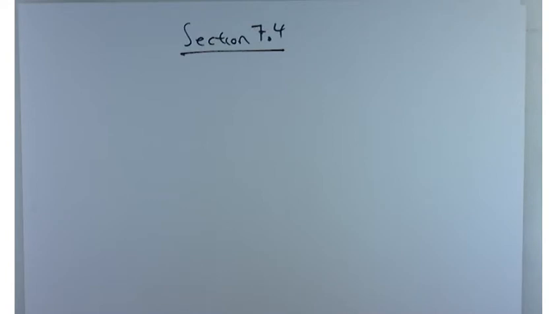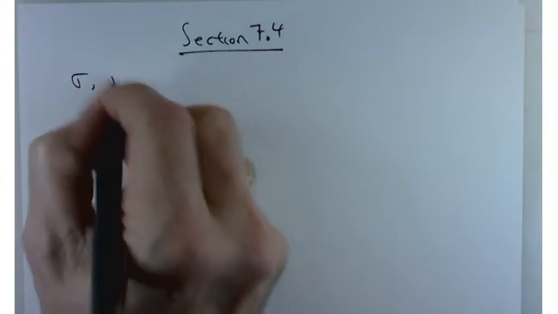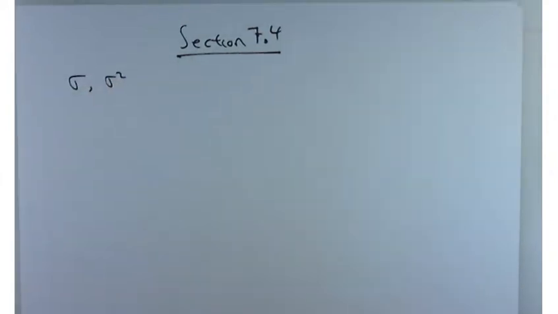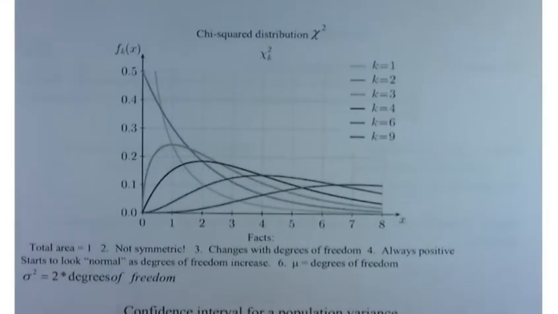So in section 7.4, we're going to try and find a confidence interval for a population standard deviation or a population variance, so sigma or sigma squared. In doing that, we're going to need to work with a new distribution, and that new distribution is called a chi-square distribution. So yet another Greek letter for us, chi-square distribution. Kind of like the t-table or the t-distribution, that distribution is going to change with degrees of freedom.